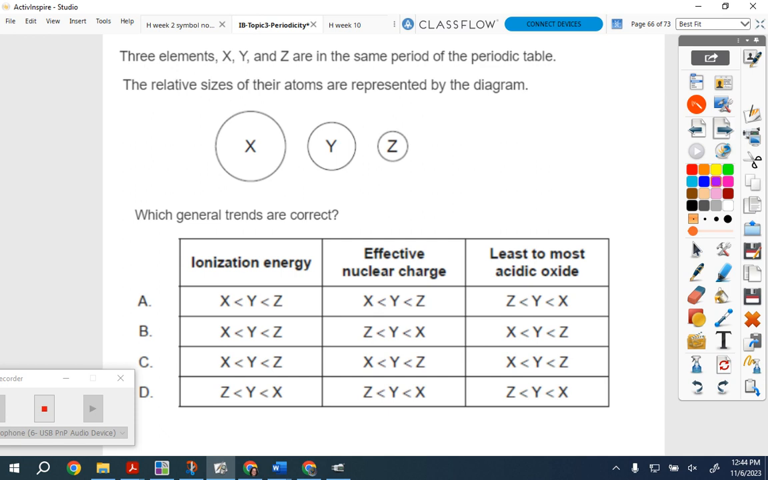So it says elements X, Y, and Z are in the same period of the periodic table. And these are the relative sizes of the atoms. Now, before we even look at the rest of this, what can you tell me about the relative positions of X, Y, and Z in that period? Are they in the correct order going from left to right? Are they in reverse order? Is there some other order that they should be in? Just being told that they're in the same period and their atomic size is represented by the circles.